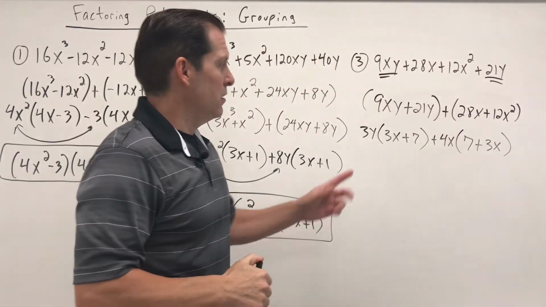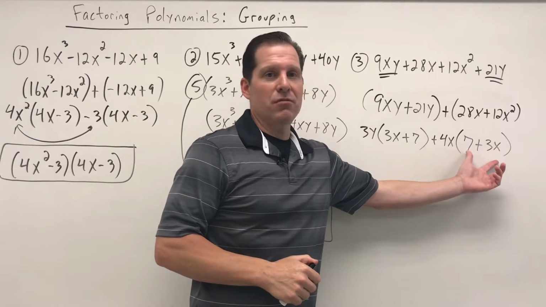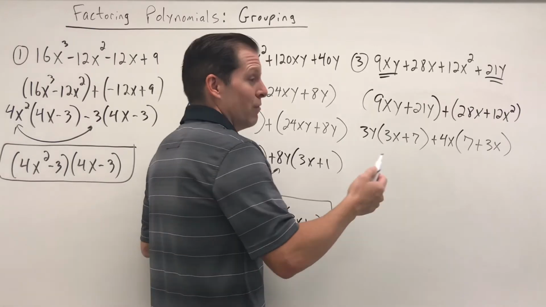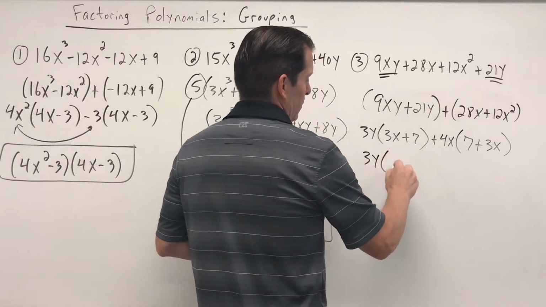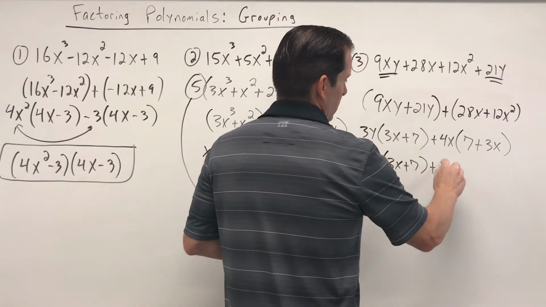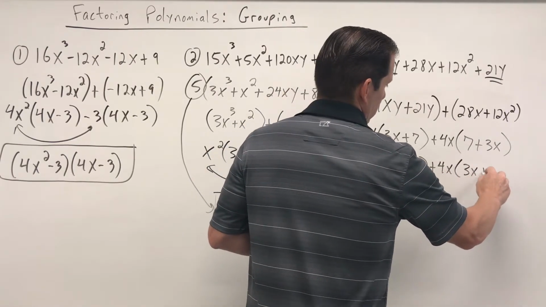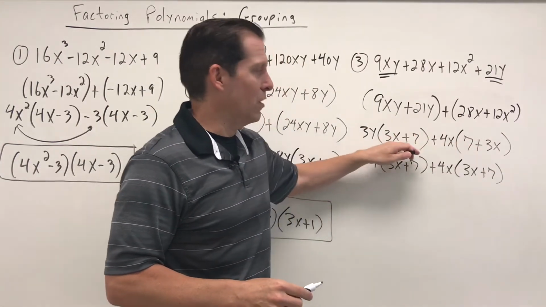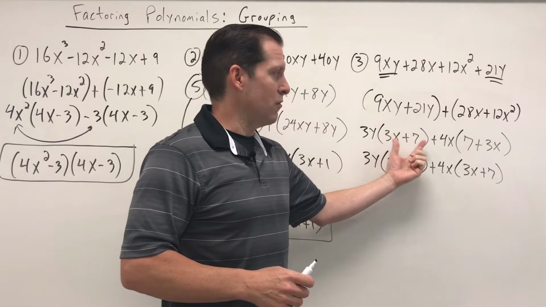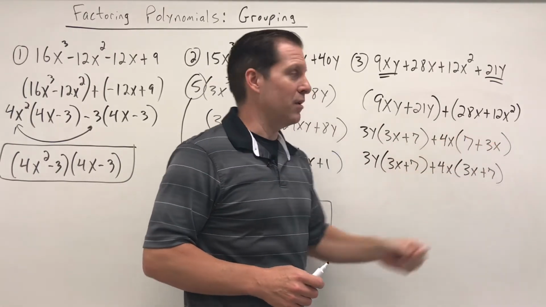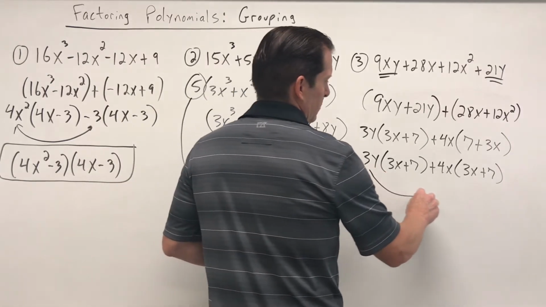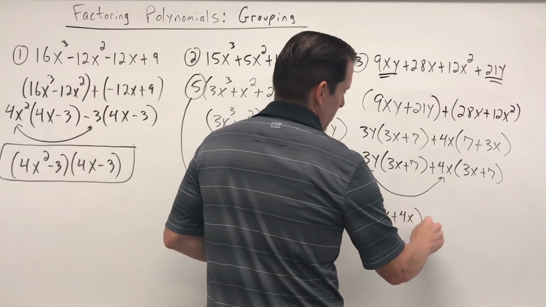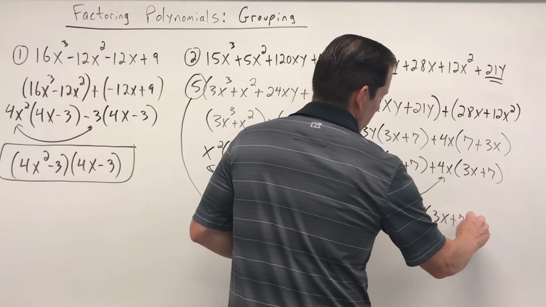Now, students look at this, 3x plus 7 and 7 plus 3x. Hopefully you recognize those are the same. Those are equal. You can rewrite it if it makes you feel better. You can just rewrite the whole thing just so you have it that way, which is fine, or you can just go right from here and group and pick one of these. But these are both plus, so of course if you flip them around, commutative property, they're going to work. So now I can group this together, and that gives me 3y plus 4x times 3x plus 7.